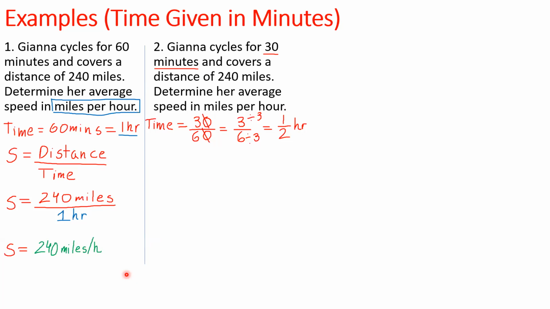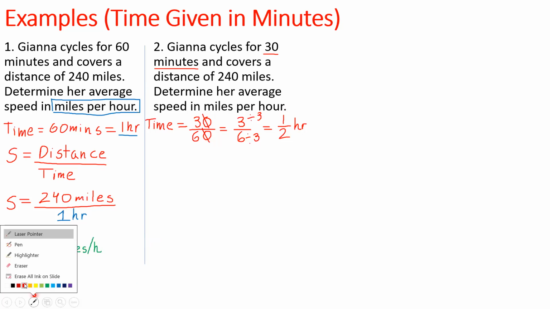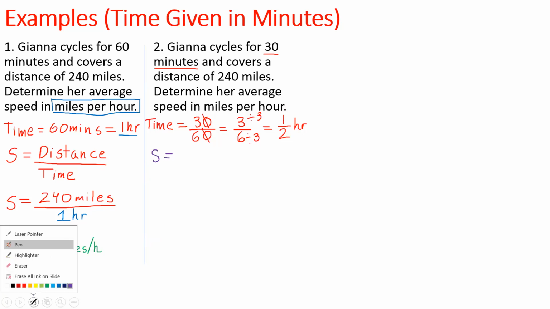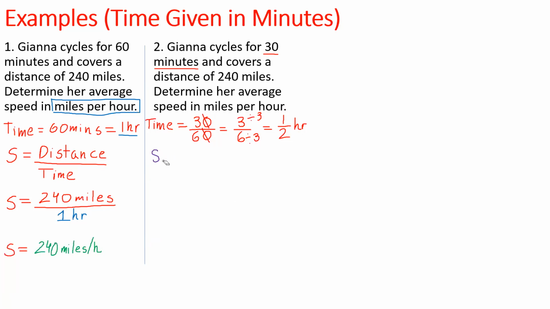So if you're trying to find, this is where it becomes interesting. If you're trying to find the speed, right? So the speed, I'm going to change the color. So speed is going to be equal to the distance divided by what? The distance divided by time. All right, distance over time.